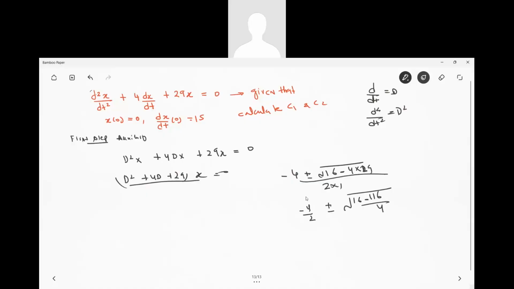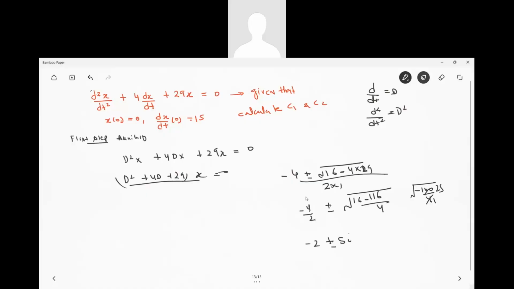So if you just do this, it will become minus 100 by 4. Minus 100 by 4, the square root of minus 25 is 5i. So this will become minus 2 plus minus 5i. So you got the roots, right?